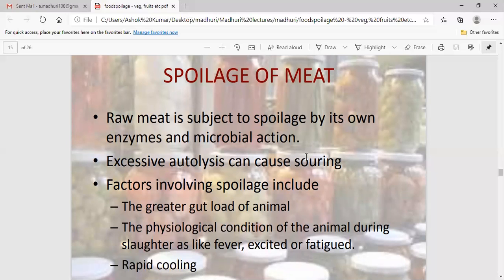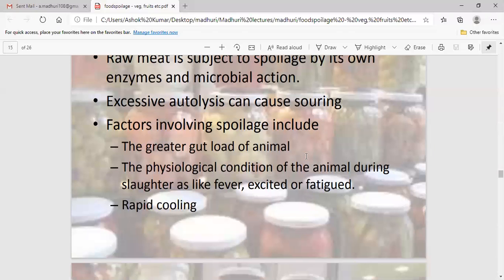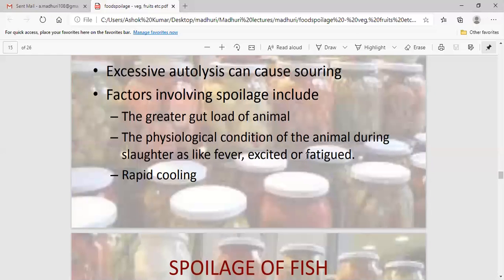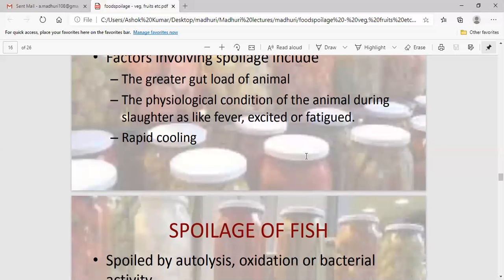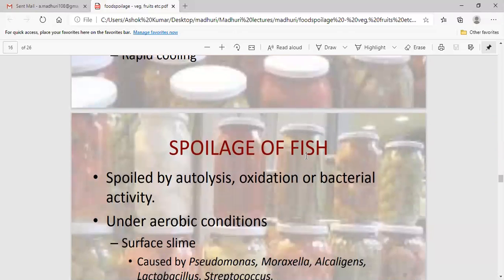Like if the animal is having fever, or if it is excited or fatigued, then the meat will get spoiled fast. And rapid cooling. For storing meat for a longer period, we usually keep the meat in a refrigerator or at a lower temperature. So if we go for rapid cooling, that also sometimes leads to spoilage.